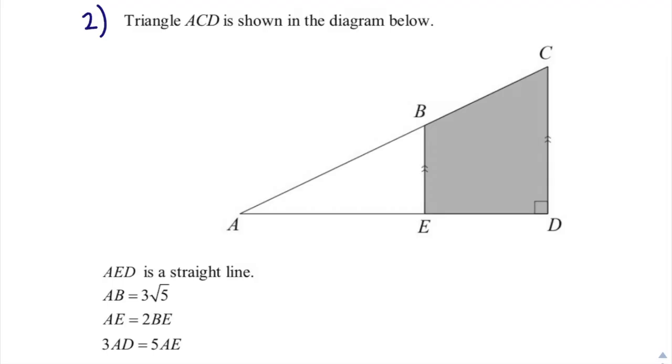Question 2 is to do with similar shapes. It says triangle ACD is shown in the diagram below. AED is a straight line. AB has a length of 3 root 5. AE is equal to twice the length of BE. And 3 times the length of AD is equal to 5 times the length of AE. Find the area of the shaded quadrilateral BCDE.